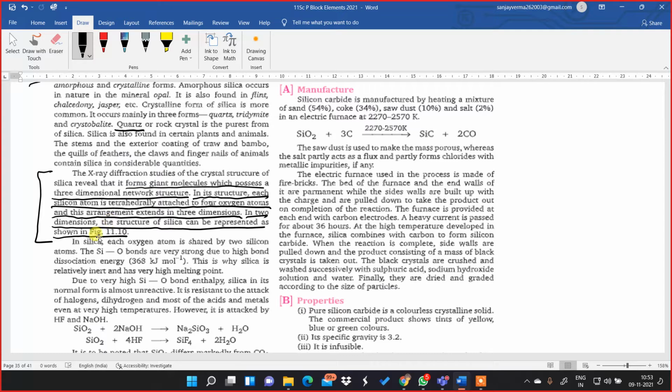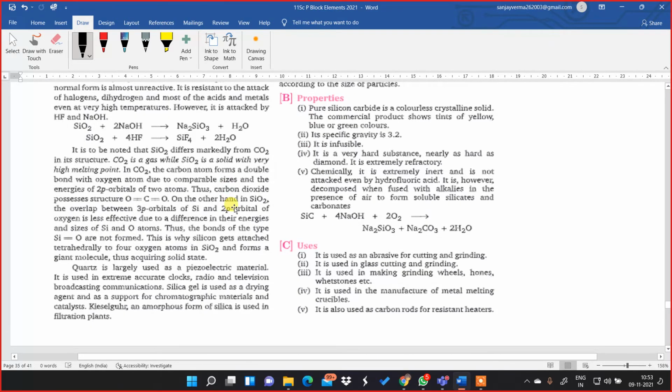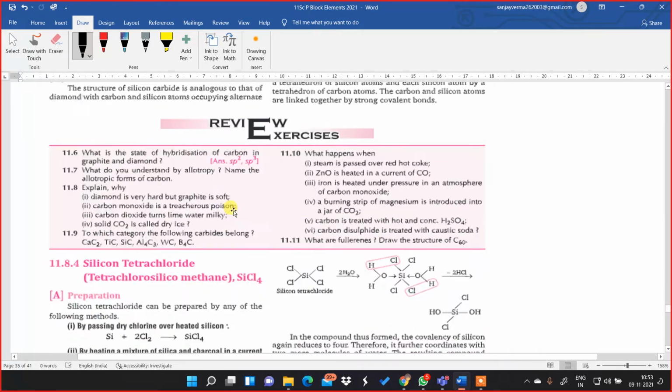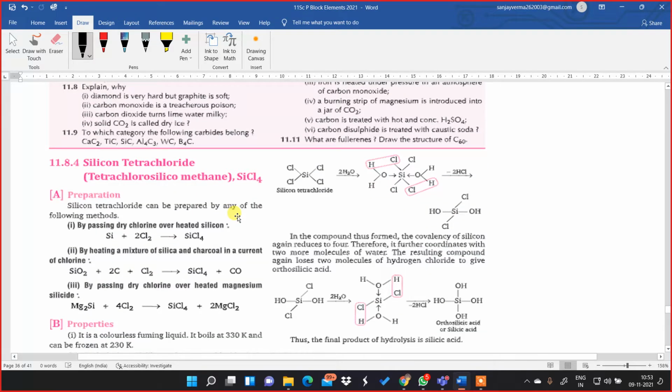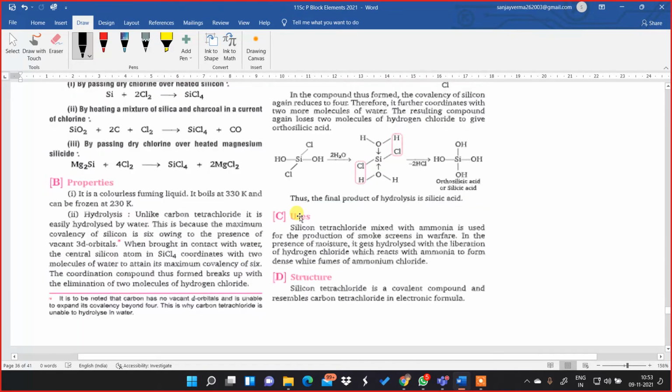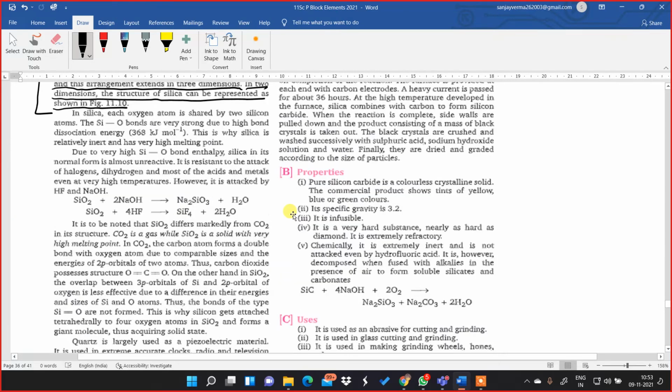Now, 11.10 may be on the next page. Figure 11.10 is not here. Okay, we'll come back to that figure after some time.